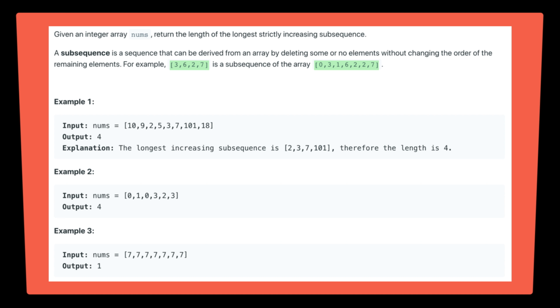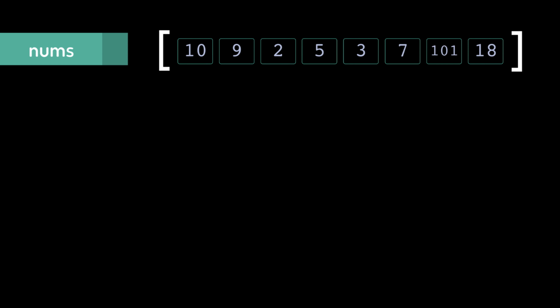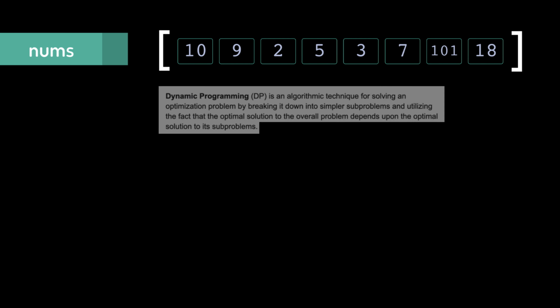0316227. Looking at the first example, we have the input array 10, 9, 2, 5, 3, 7, 101, and 18. The output is 4 because the longest increasing subsequence is 2, 3, 7, and 101, which contains 4 numbers. I'm going to be covering a dynamic programming approach to solve this problem.